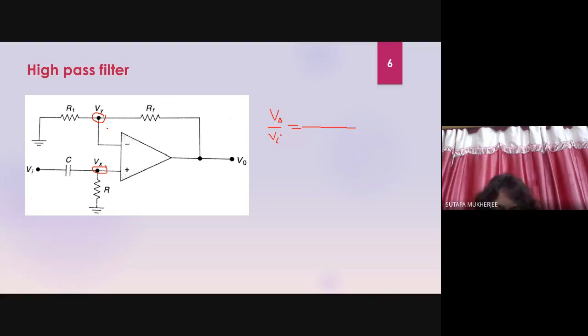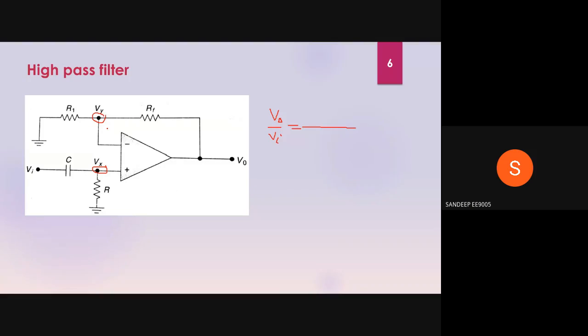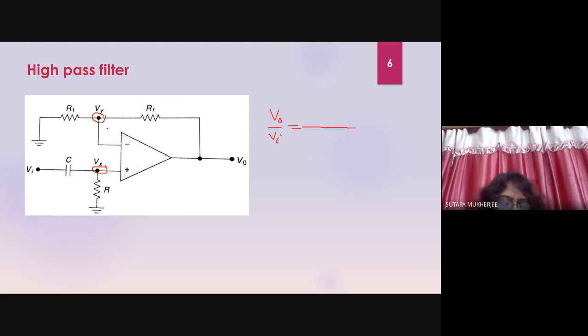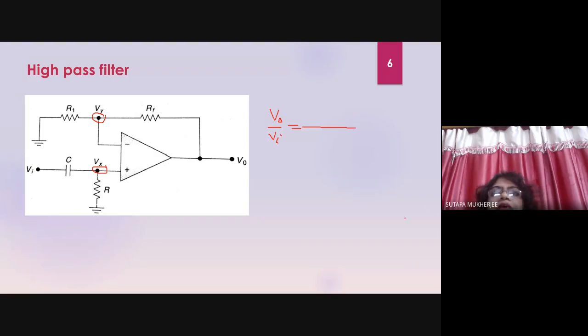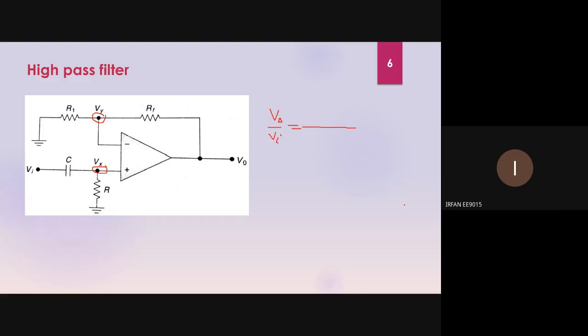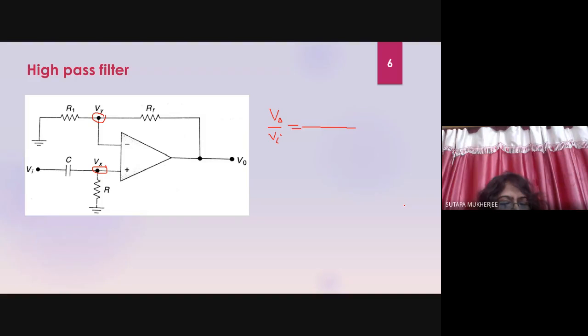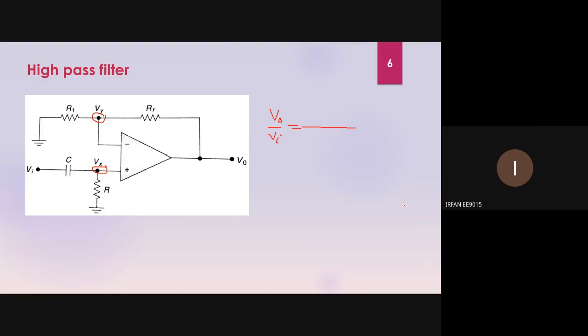Ma'am, ultimately, what is the answer? V0 by Vi equals to AF by 1 minus J FC by F. V0 by Vi, that is equal to what? AF by 1 minus J FC by F. Is he correct? ঠিক বলেছে? Ma'am, V0 by Vi is equal to AF by 1 plus J F by F.